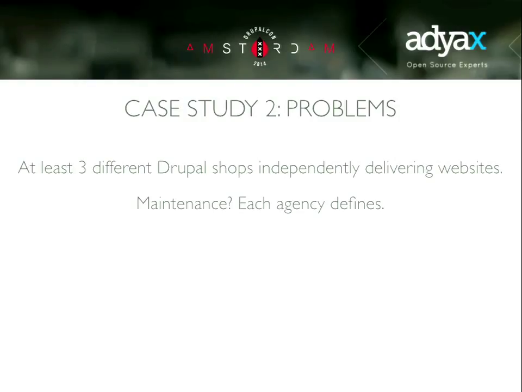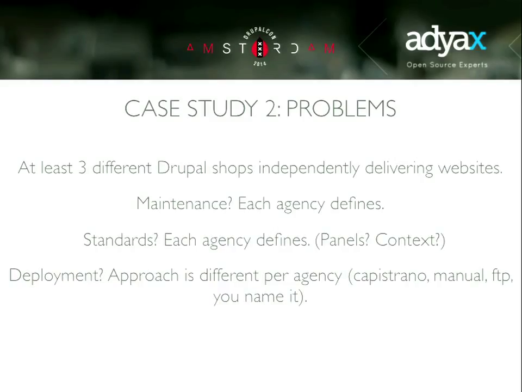And the maintenance, the same. Each agency has its own maintenance. Standards, non-standards. Deployment, what I already said. They're just doing whatever they want to do, whatever is faster for them. And this is not what you want, because normally you want to have a streamlined process. You want to know how much it costs to build the website, how much it costs to standardize the process, and what you are winning after. What are the things that you are getting when you have only one Drupal core and a multi-site environment and common modules?